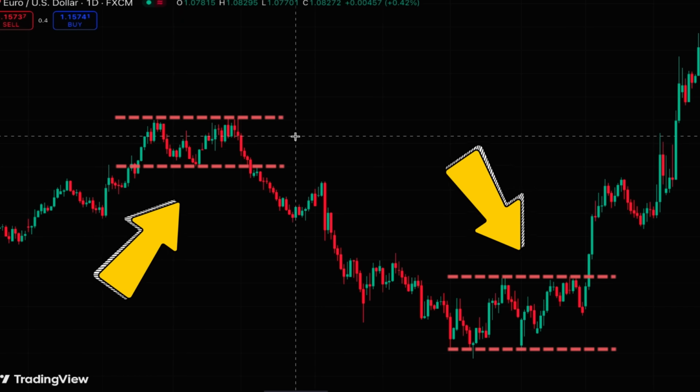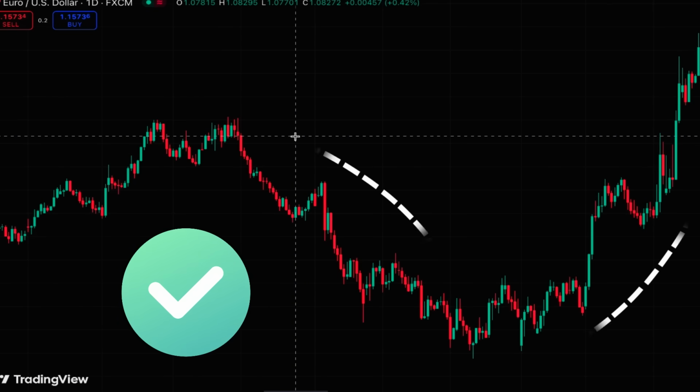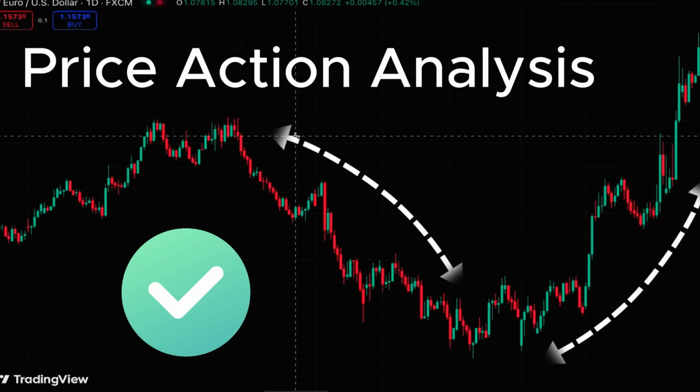In other words, the direction of the market is horizontal, or it could be in the form of a tightening consolidation period if we have patterns like triangles. So this is how you can easily identify trends on the chart based on price action analysis.